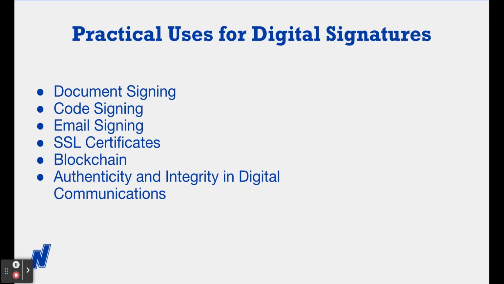Next, we'll talk about email signing. By signing emails with a digital signature, the recipient can verify the sender's identity and the email's integrity. For example, using protocols like Pretty Good Privacy (PGP) or Secure Multipurpose Internet Mail Extensions (S/MIME), you can digitally sign your email to provide these assurances.